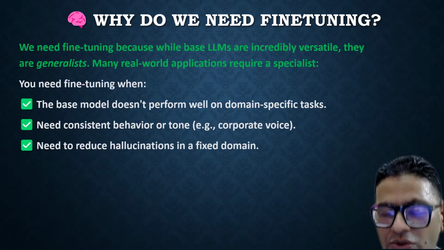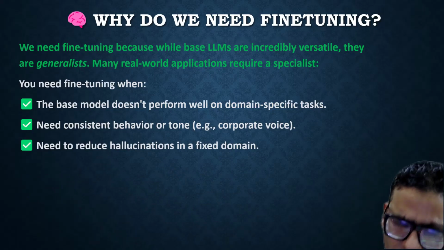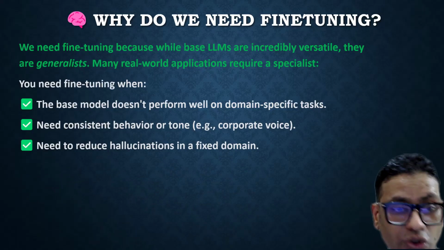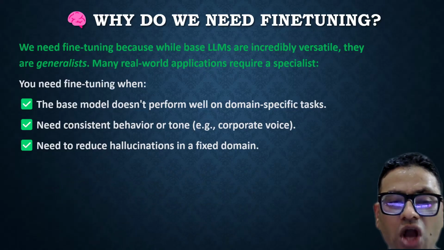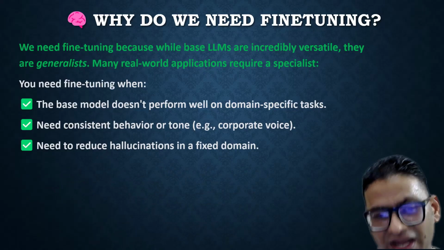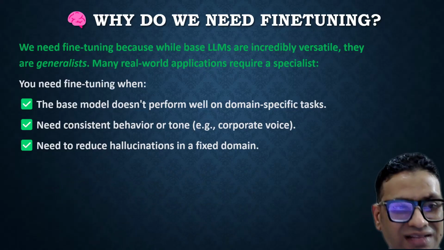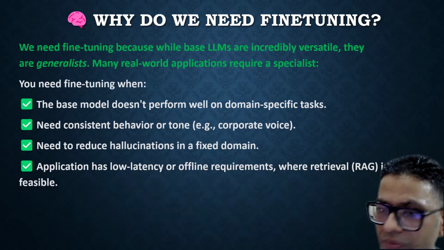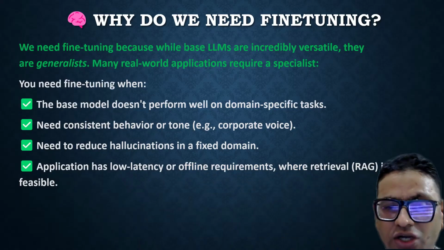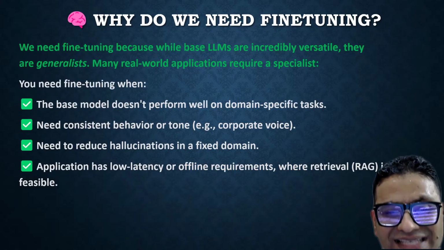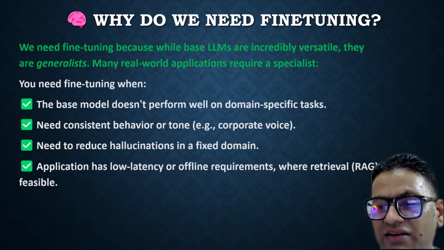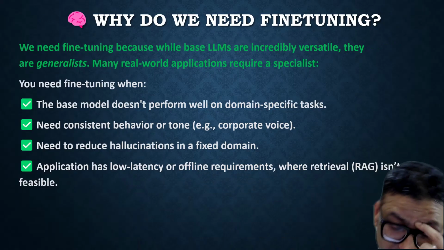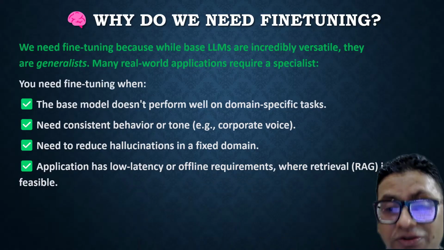We have to reduce hallucination in a fixed domain. Whenever you ask any question to the large language model, it always responds, whether it knows about that topic or not, it will always give you a response. And that is where RAG and fine tuning help us to reduce the hallucination which large language models normally have for an unknown subject, topic or request. Another situation is where the application has a low latency or offline requirement where retrieval is not feasible. Because most of the time we will find that we should not go for fine tuning.